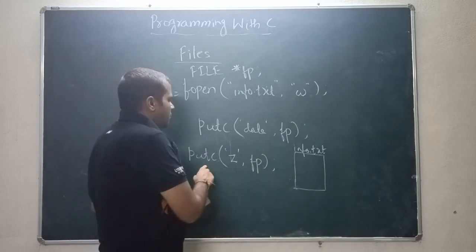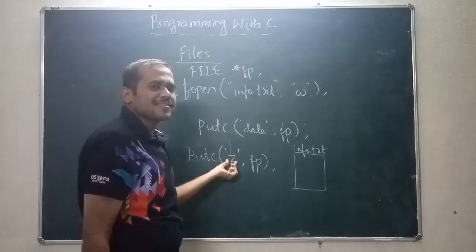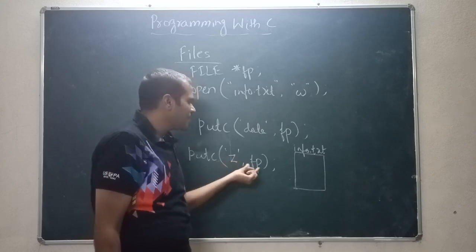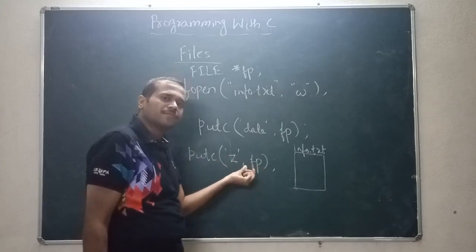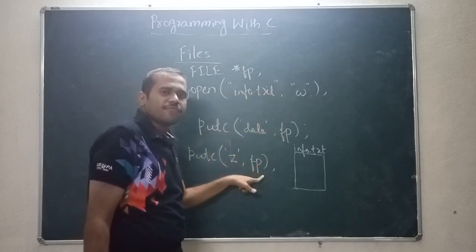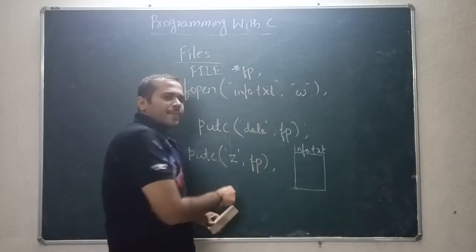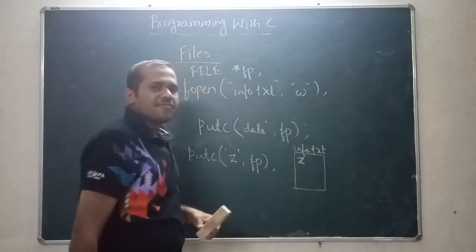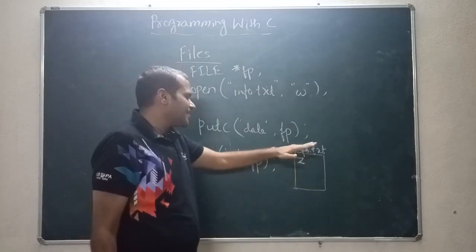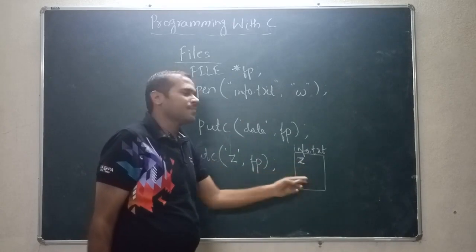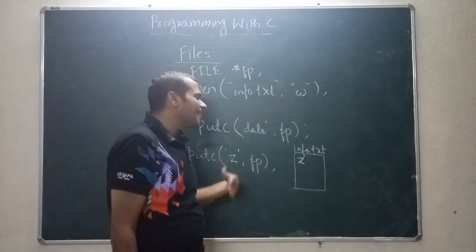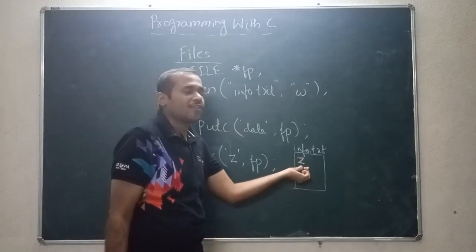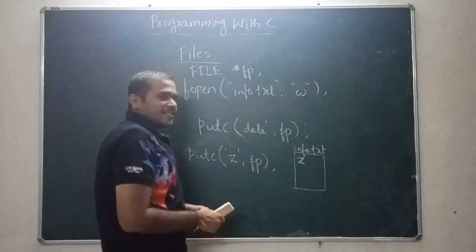So putc takes two parameters. The first parameter is the character which needs to be written into the file. Which character to write? That is the first parameter. The second parameter is the file pointer, the one you have opened in write mode. So what happens once I execute this? The z will be written into the file. If the file exists, the z will be written. If the file does not exist, the file is created and z is passed into it automatically. So this is putc.